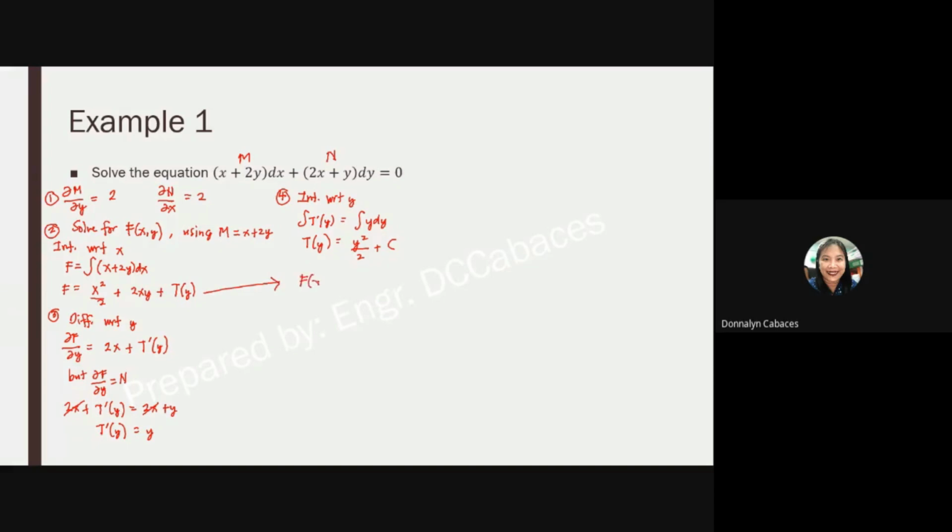Therefore, your function of x and y is equal to x squared over 2 plus 2xy plus y squared over 2 plus c is equal to c. Do not put it 0 because we do not know what this c is, and the constant of integration on the right. So simplifying by multiplying both sides by 2, you have x squared plus 4xy plus y squared is equal to c. And that is the solution of that exact differential equation using m in the solution.